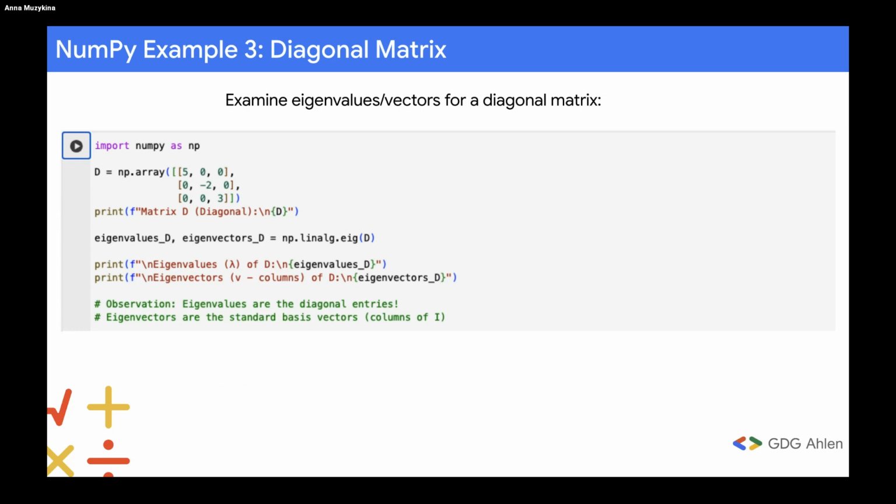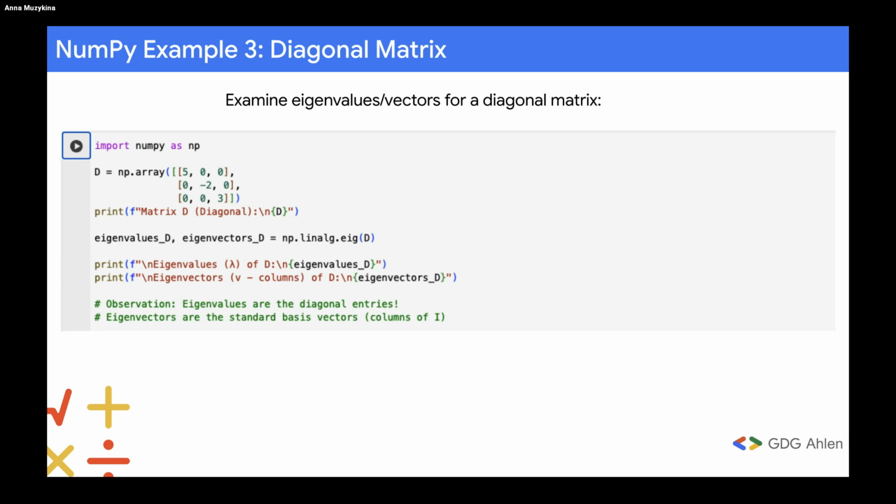Let's look at a specific insightful case, a diagonal matrix. A diagonal matrix, like in our example D, has non-zero values only on its main diagonal and zeros everywhere else. What happens when we find its eigenvalues and eigenvectors?